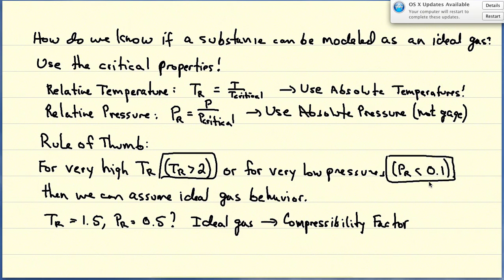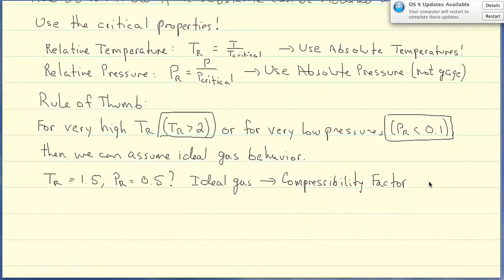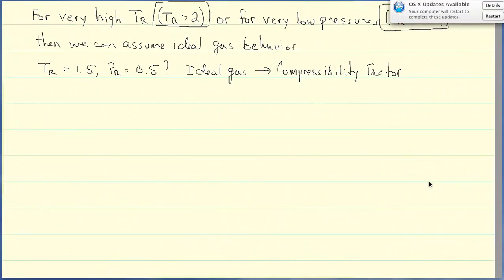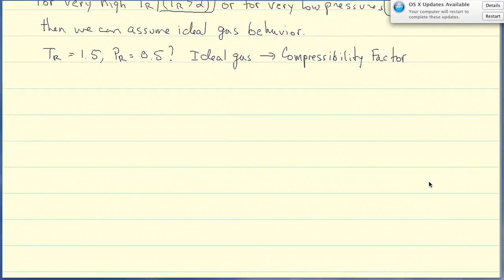Okay, so now that we've made this assessment that you can basically assume ideal gas behavior. By the way, look at that! I learned a new trick, huh?